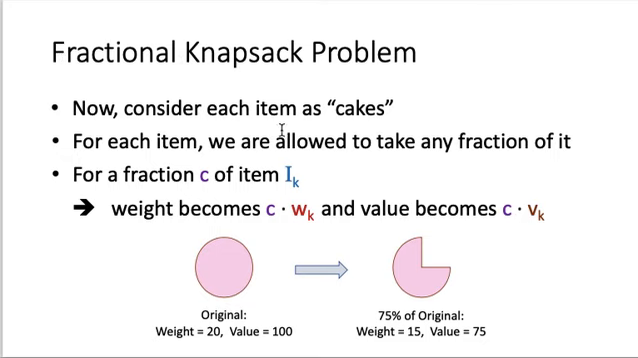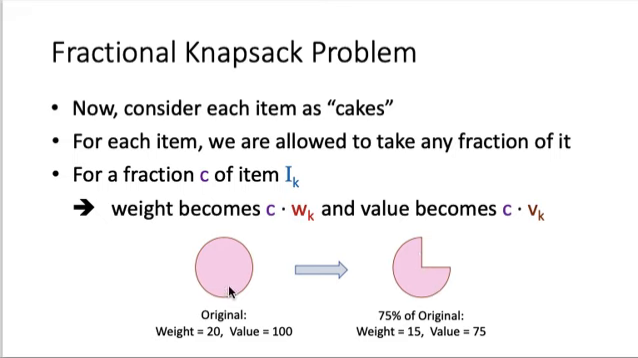So here, the items are now a little bit different. So we can think of each item as cakes. So for each item, we are allowed to take any fraction of it. So for instance, this is a cake. Let's say the original weight is 20, the original value is 100. We can take any fraction, for instance, 75%. We take a fraction of it.